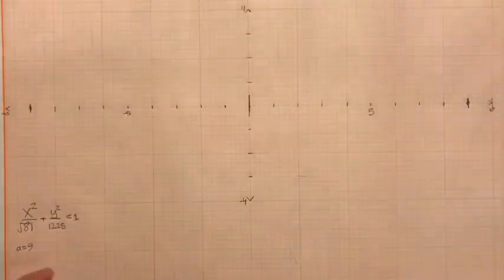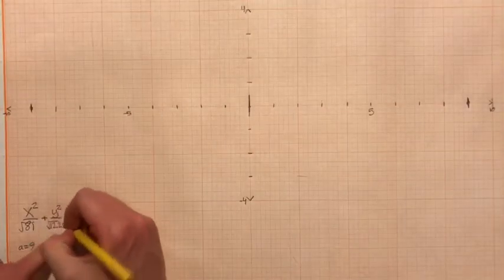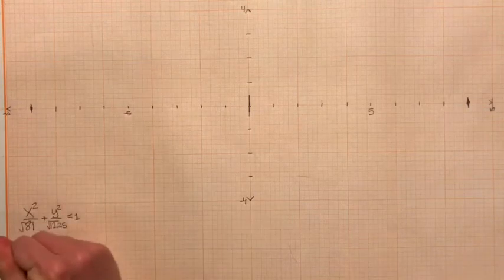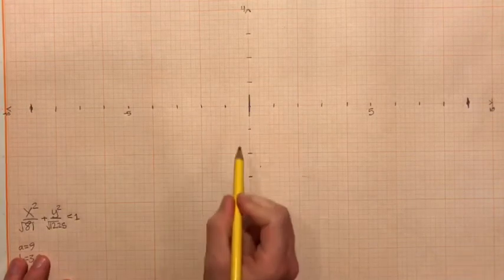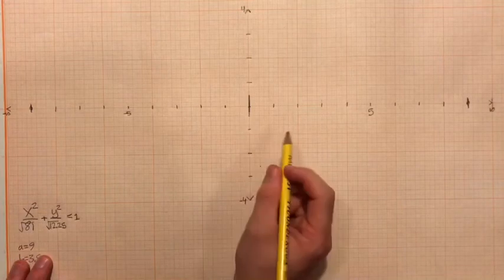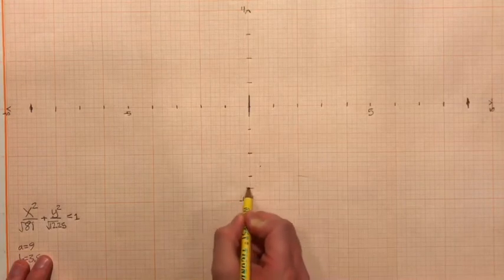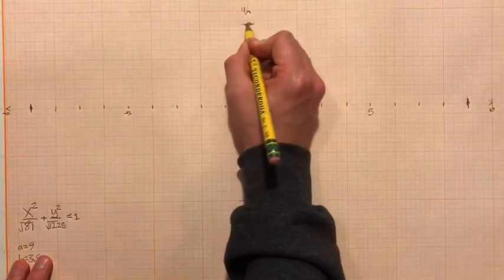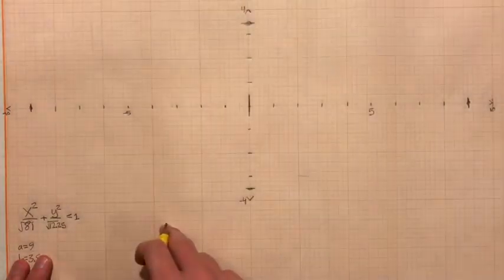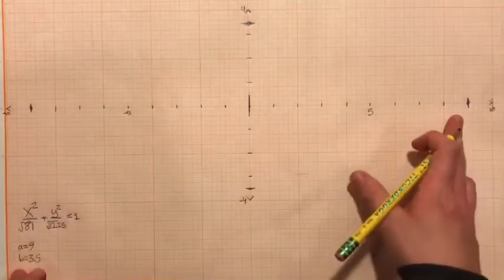Then we're going to get b, the square root of 12.25. That's 3.5. Then we know that's our covertexes. So here and here.